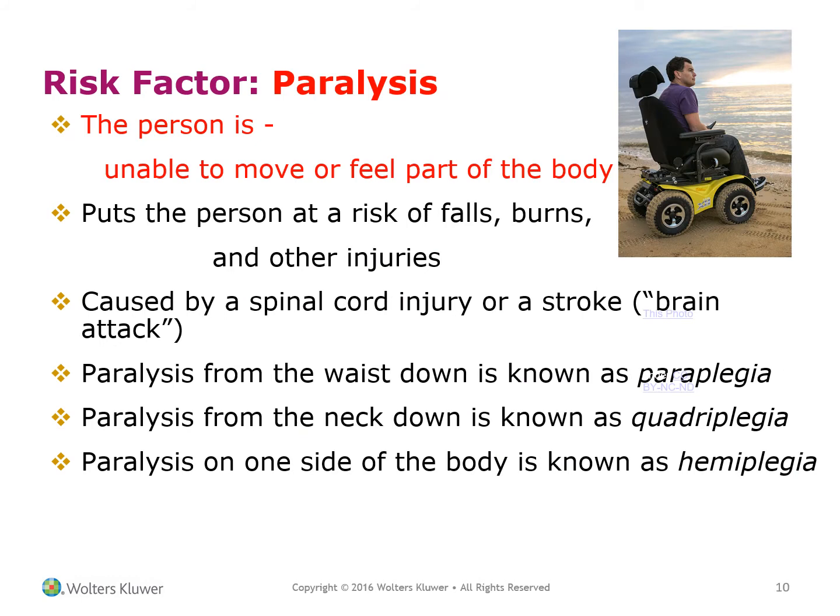Risk factor, paralysis. Paralysis is when a person is unable to move or feel a part of the body or parts of the body, and it puts the person at risk for falling, burns, and other injuries caused by a spinal cord injury or a stroke. Paralysis from the waist down is called paraplegia, paralysis from the neck down is called quadriplegia, and paralysis on one side of the body is called hemiplegia.